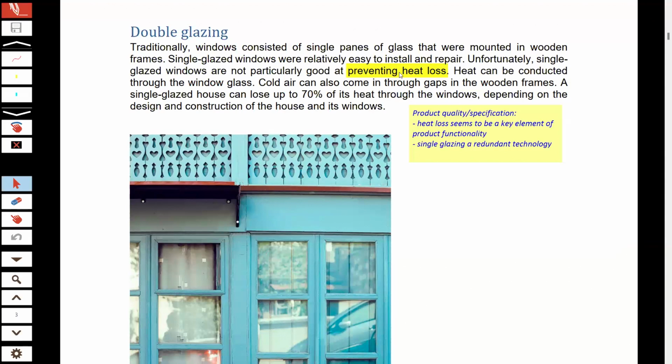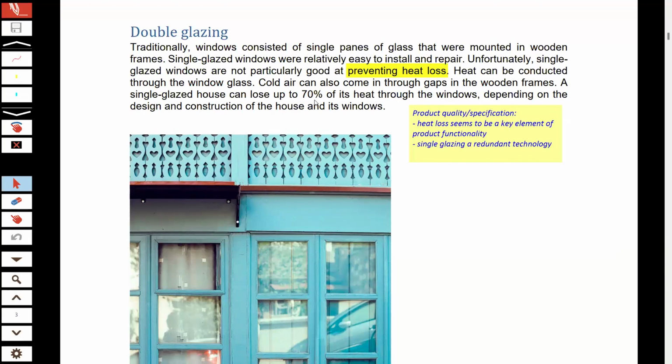Traditionally then, single glazed windows. The heat is conducted through the window, the glass, straight through it, and cold air would come in through the outside of the wooden frame. So they really did leak a lot of warmth, and they brought in a lot of cold air.